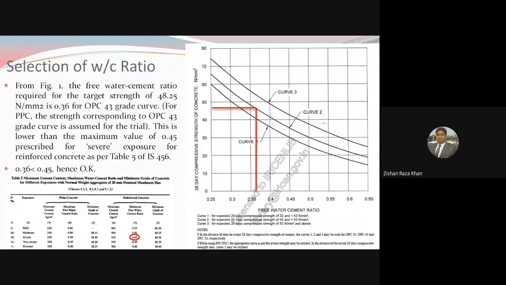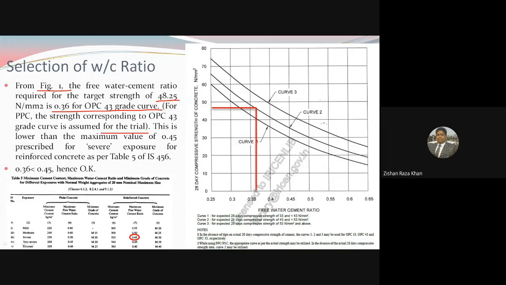Now the next point is deciding the water cement ratio. From Figure 1, the free water cement ratio required for a target strength of 48.25 is 0.36 for the OPC 43 grade curve. For PPC, the strength corresponding to the OPC 43 grade curve is assumed for the trial. Now, how to read this?